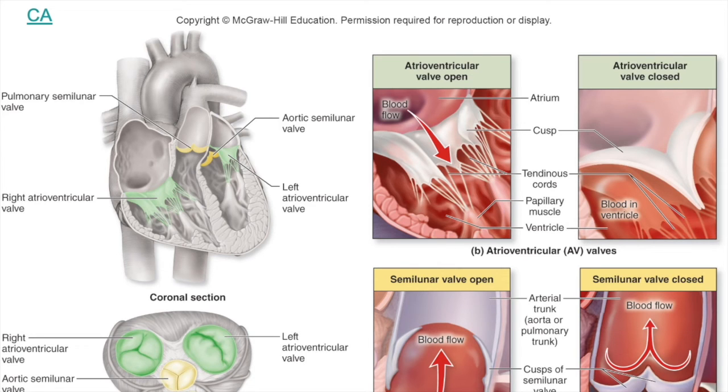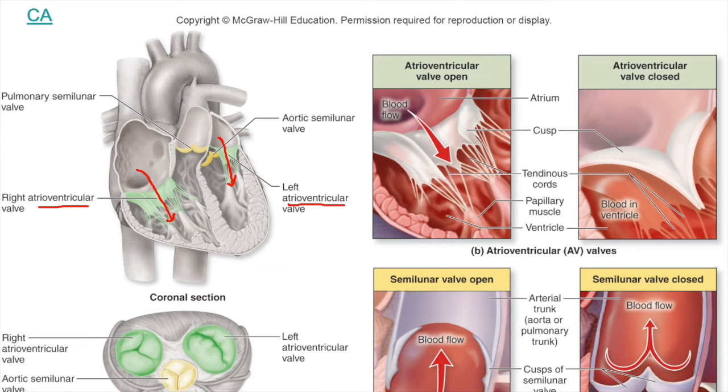Let's begin with the AV valves. Again, the valves help prevent backflow of blood within the heart, and the AV valves specifically are going to help prevent blood from moving from the ventricles back into the atria. So we have a right atrioventricular valve and a left atrioventricular valve. Atria, and then ventricular, ventricle. That's what's connecting the two. So we can see the blood is going to move from the right atrium into the right ventricle, and from the left atrium into the left ventricle via those respective valves.